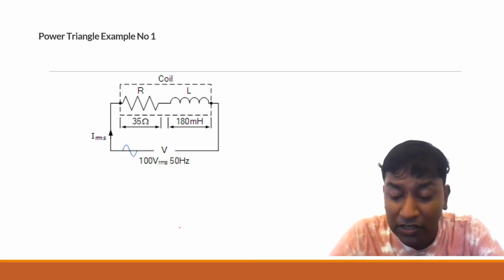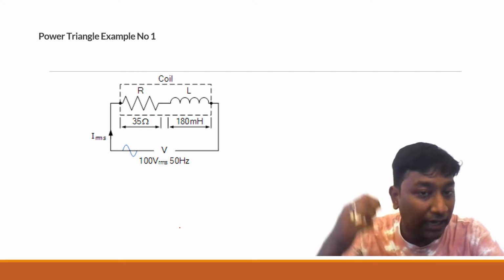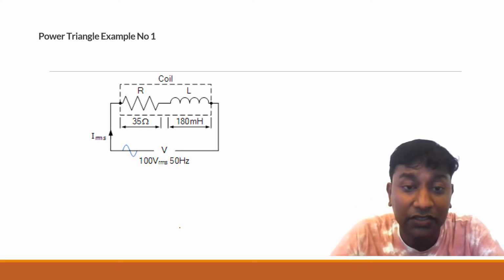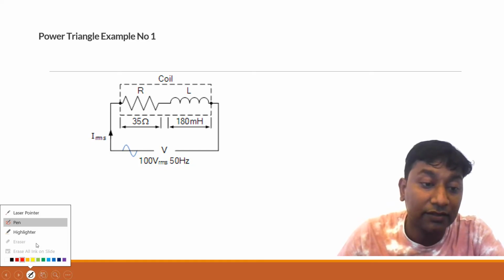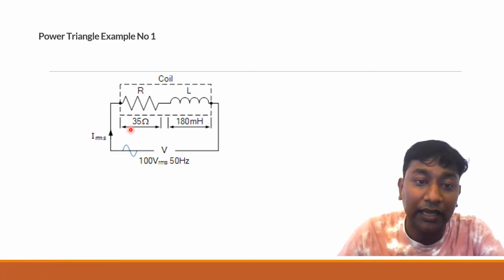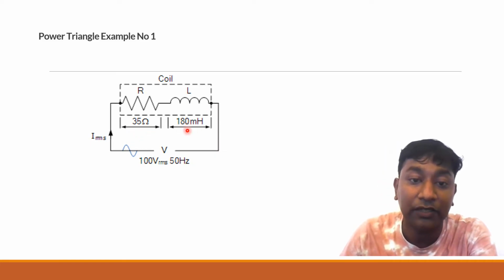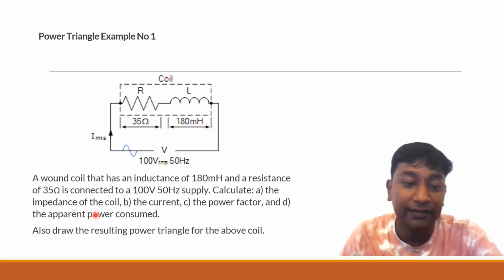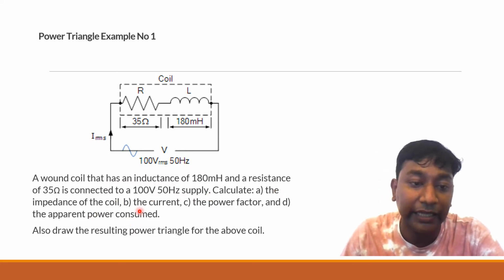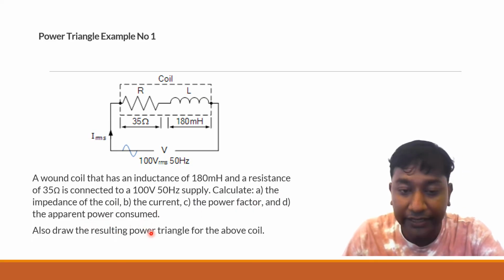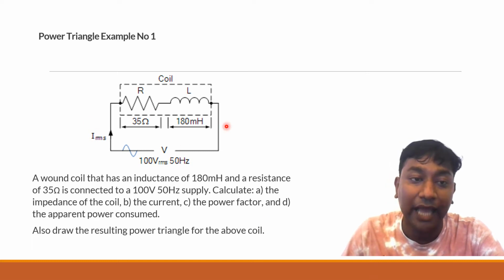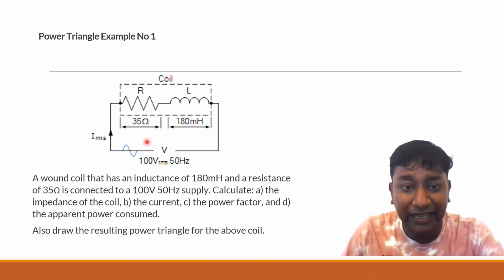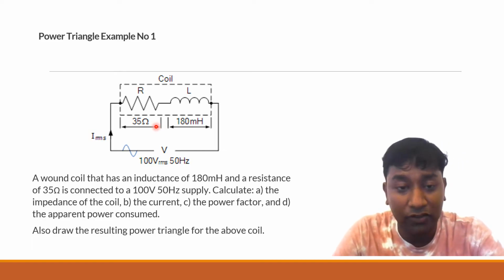Some data is given for a resistance-inductance RL circuit, an AC circuit which consists of resistance as well as inductance. Here the resistance value is 35 ohm and the inductance value is 180 millihenry, and the voltage applied is 100 volt RMS at 50 hertz. A coil with inductance and resistance is connected to a 100 volt 50 hertz supply. Calculate the impedance of the coil, current, power factor and the apparent power consumed. Also draw the resulting power triangle for the above coil. This example is based on the power triangle, and we will try to solve the problem.